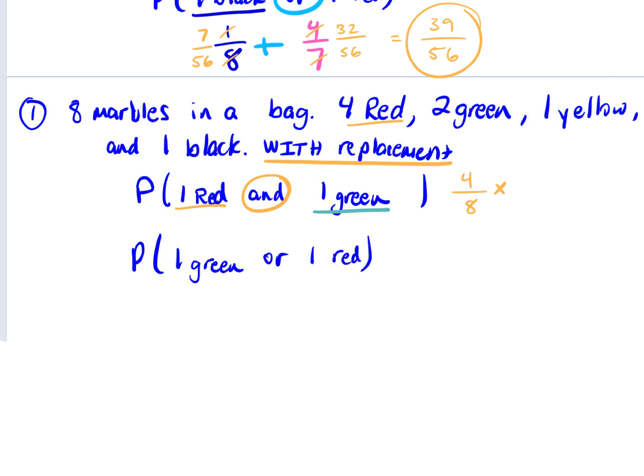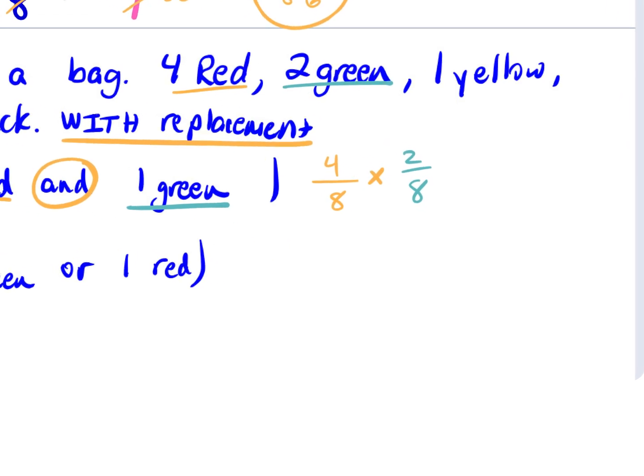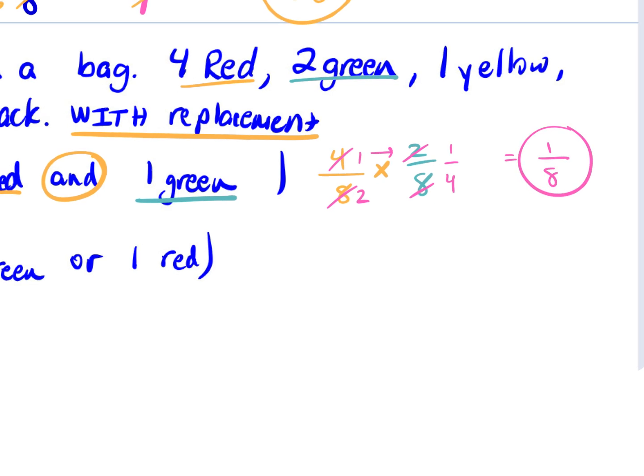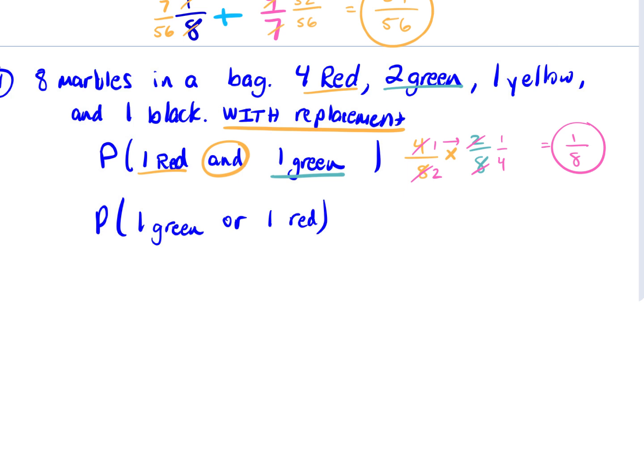So now we want to see what's the probability of picking a green marble. So we've got 2 green marbles out of 8 total. So 2 out of 8. We can simplify these fractions. When we're multiplying, it's easier to simplify them first. So we can simplify this one to 1 over 2. And this fraction would simplify to 1 over 4. So when we multiply straight across, we get 1 over 8. Remember, you can leave it as a decimal or a percentage if you wanted to.